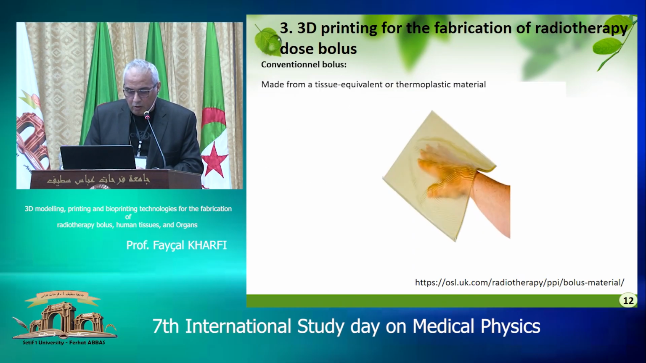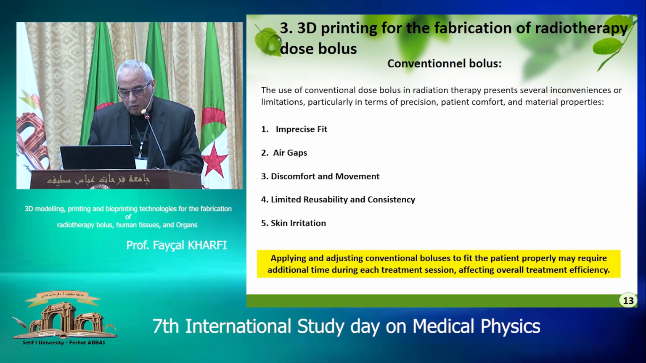Here I show you the conventional one. This is the conventional bolus. As you can see here, there are gaps on both sides of the hand, which causes the limitation of the conventional bolus. So the conventional bolus has many limitations for use in radiation therapy. These limitations and inconveniences are particularly in terms of precision, patient comfort, and material properties.